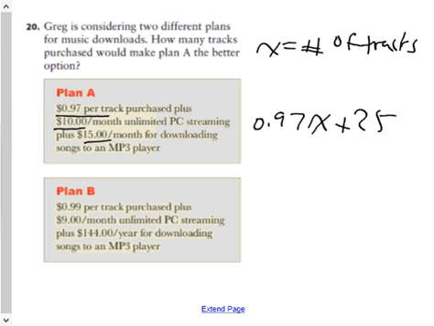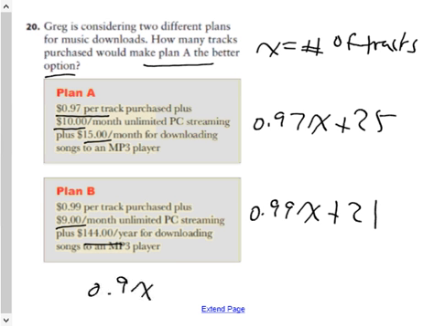And then for plan B, it's 99 cents per track, so you're going to take 99 cents and multiply it by the number of tracks. And it's $9 a month. The problem says $144 a year, but since there's 12 months in a year, 144 divided by 12 is $12. So 9 plus 12 means your constant is 21 bucks a month: $9 per month for the PC streaming plus $12 for the downloading. So it says, how many tracks would make plan A the better option?